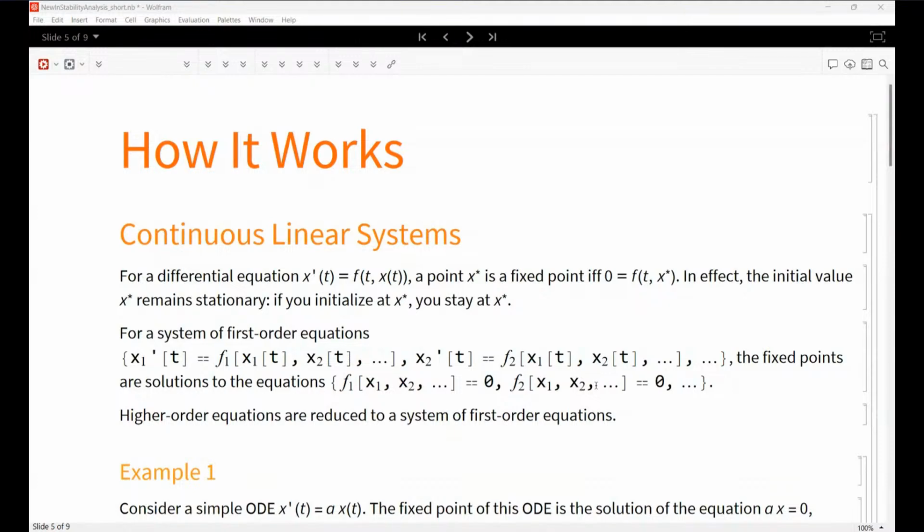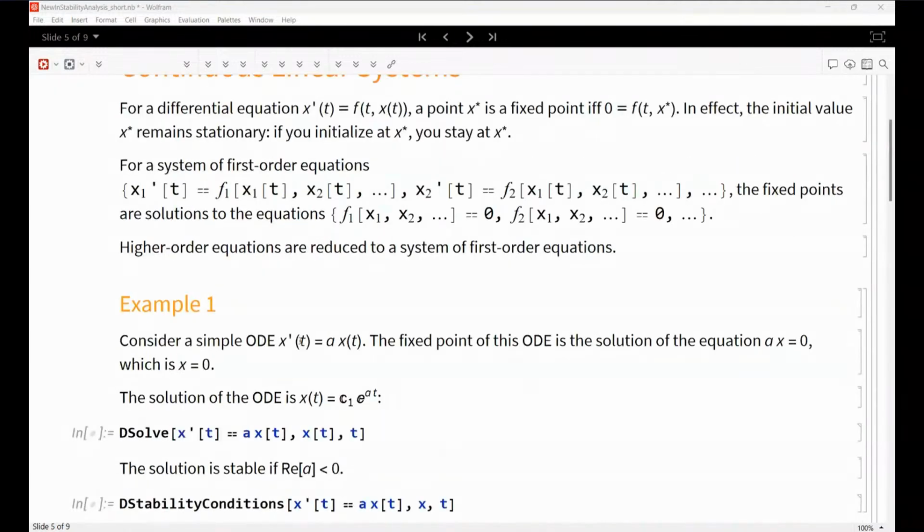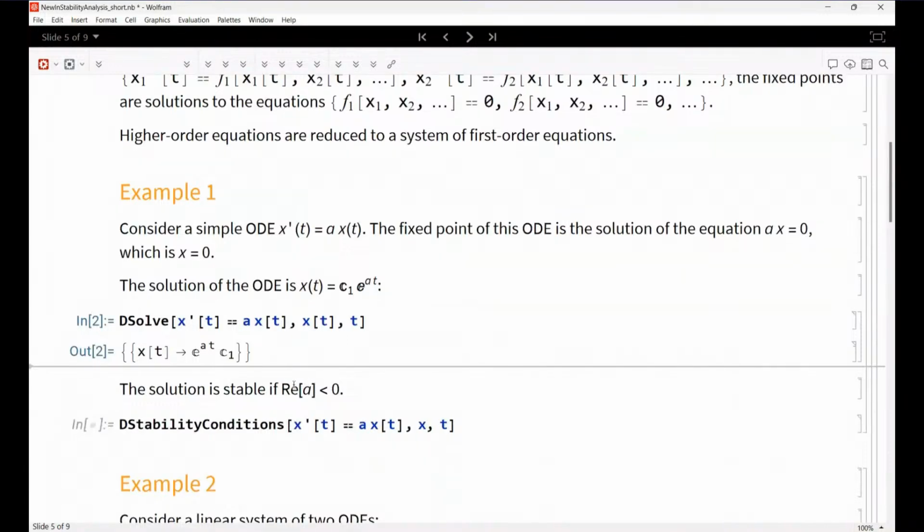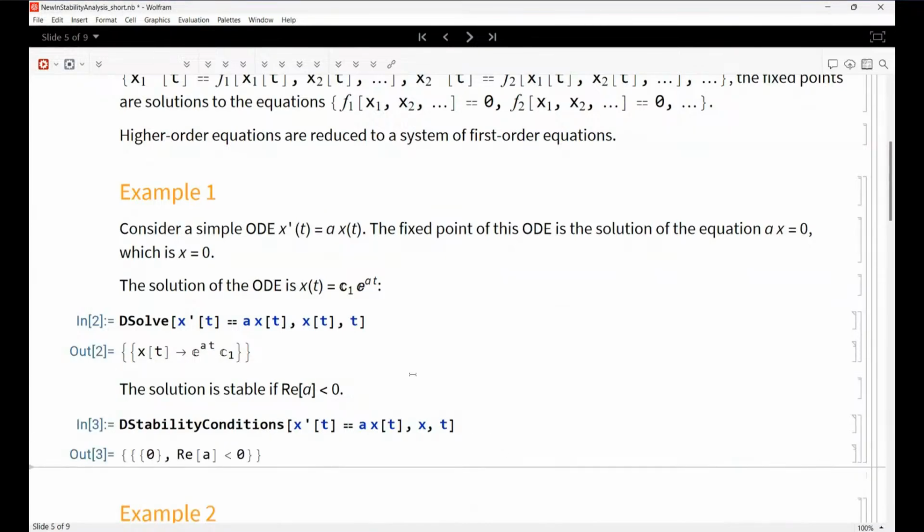As an example, let's consider the following simple ODE, x'(t) = a x(t). In this case, the fixed point is a solution of the equation a x = 0, which is x = 0. The solution of the differential equation is proportional to the exponent e^(at) function, so the solution will be stable only if the real part of the parameter a is negative, otherwise the solution will tend to infinity with the increase of time, and StabilityConditions returns the same result.